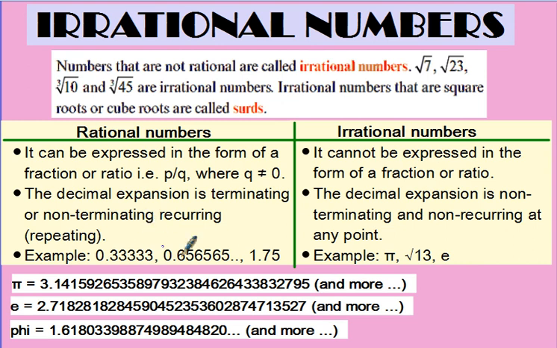Same is this e. e is Euler's number. It is another famous irrational number. This is pi. And then we have phi also, which is the golden ratio, which is also an irrational number. The values are given here for your reference, and the numbers which are square roots and cube roots are called surds. So this is maybe a new term for you. Let us begin with the exercise.